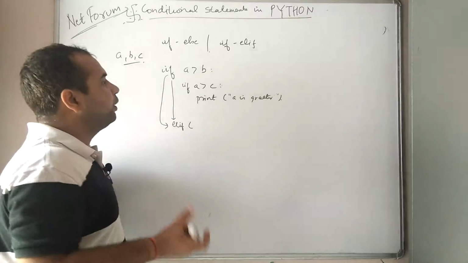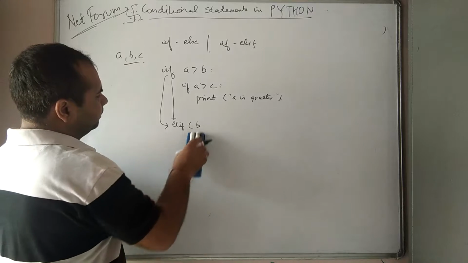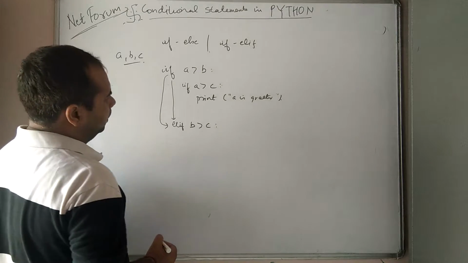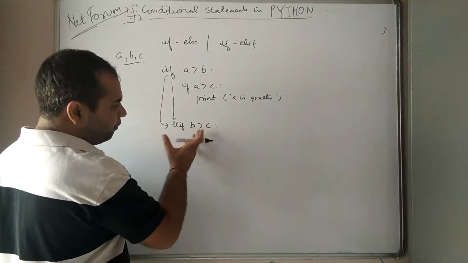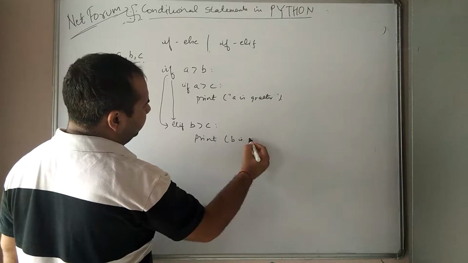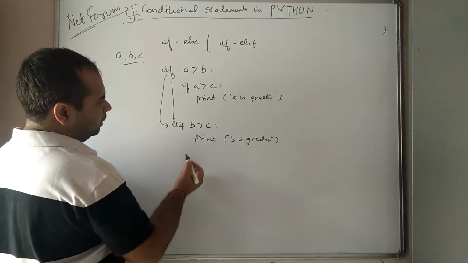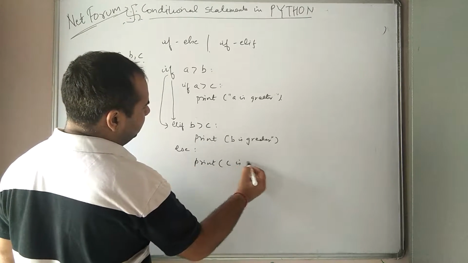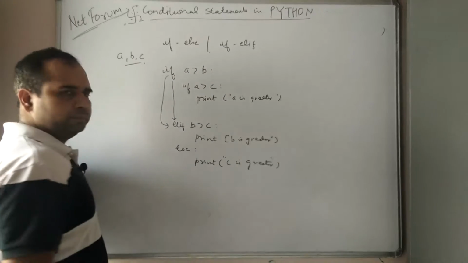Now since a is greater than b, it is okay. But what happens if a is not greater than b? Then we check the relation between b and c. If b is greater than c, now it has already been tested that a is not greater than b. So if b is greater than c, then we will write print b is greater, else print c is greater. Right?